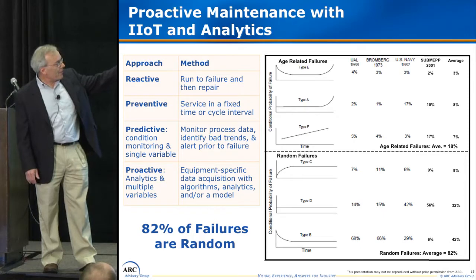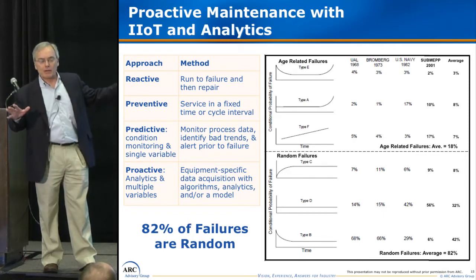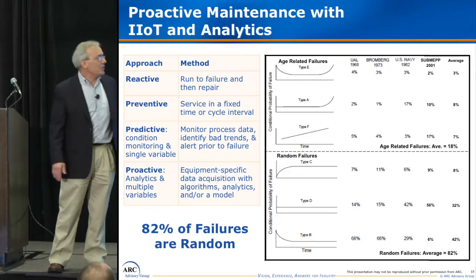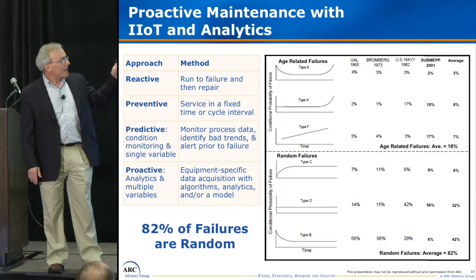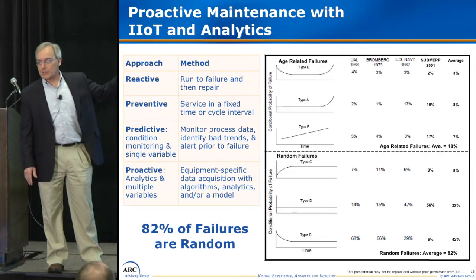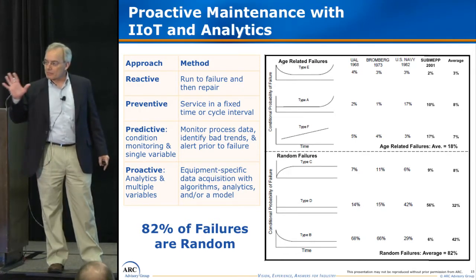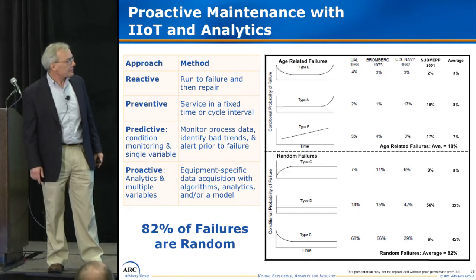The top half are age-related failures, which are usually related with wear. It's kind of like changing the oil in your car. The oil wears out, and you need to change it. And that's where preventative maintenance makes a lot of sense, because you can kind of predict when the oil is not going to be good anymore, and you just proactively repair it.